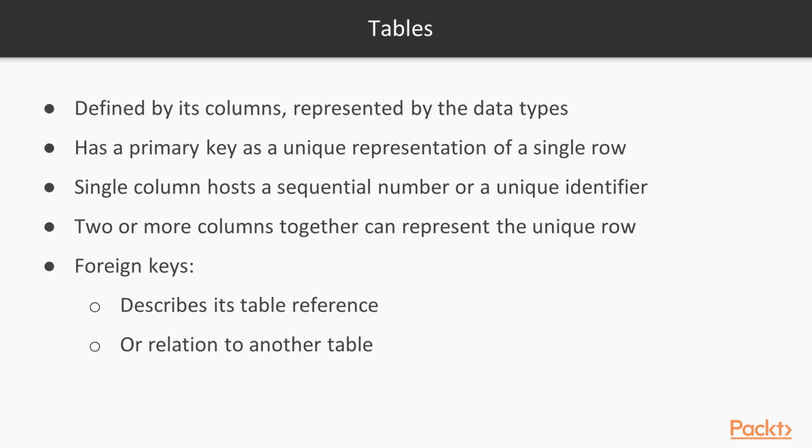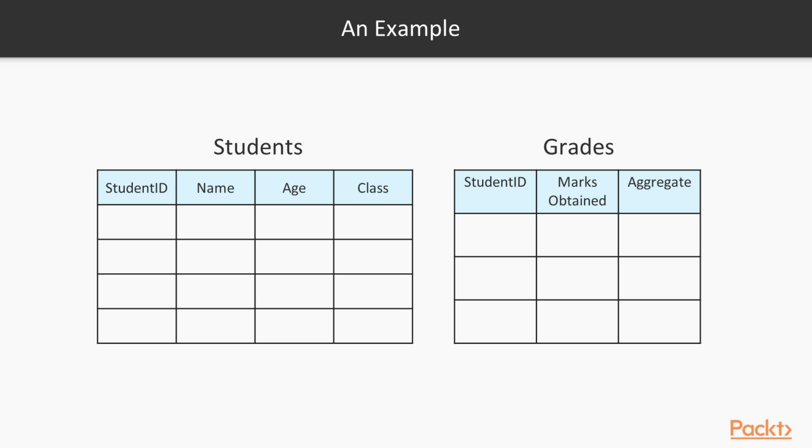A table can also host foreign keys which describe its table reference or relation to another table. For example, a student table has a unique student ID column, and the same student ID is then represented in a grades table to tie the actual grade to the student. This allows for a student to have none, one, or many grades, and requires that student records exist before the grades can be entered.